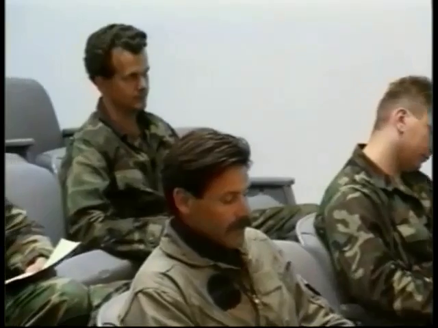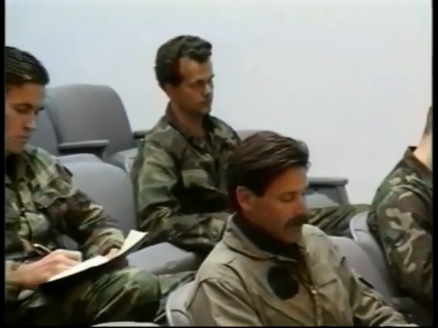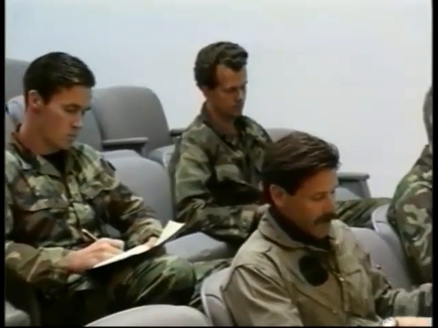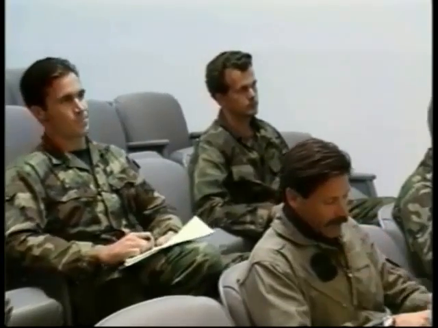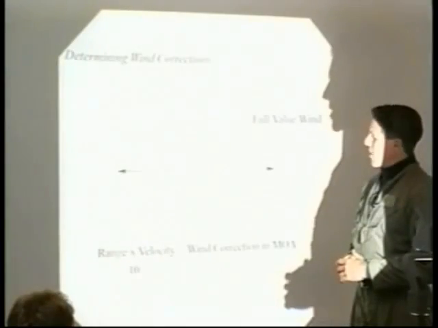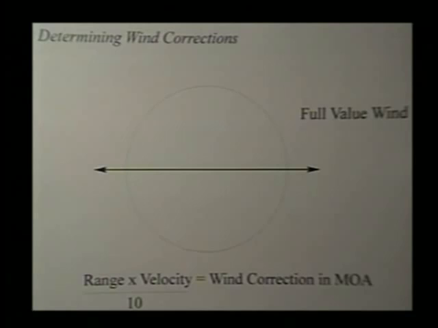Rather than bring out a bunch of tables and charts and all kinds of things to keep myself managed out there, I just remember a real simple formula: range times velocity equals wind correction in minutes of angle. What I mean by that, let's say I have a 600 yard range estimation. I estimate my target to be 600 yards. For range, I'm just going to fill in a 6 here.